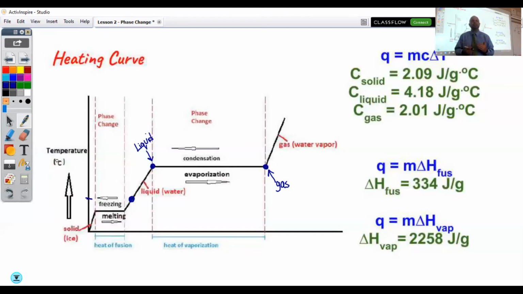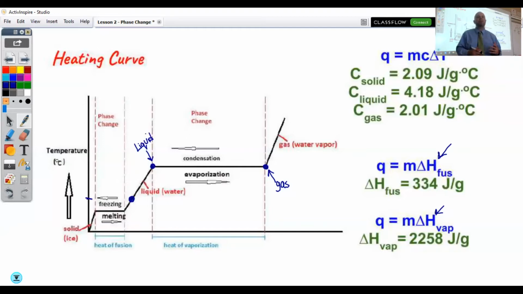Why? Because our equation, Q equals mc delta T, is always going to equal 0 if the temperature is not changing. So instead, we needed to come up with another form of the equation that would allow us to calculate the amount of energy absorbed or released during a phase change. And that's where we came up with these two equations. Q equals mass times delta H of fusion, and Q equals mass times delta H of vaporization. Those constants, delta H fus, which stands for fusion, or delta H vap, which stands for vaporization, are ways for us to calculate the amount of energy absorbed or released, even though temperature is not changing.